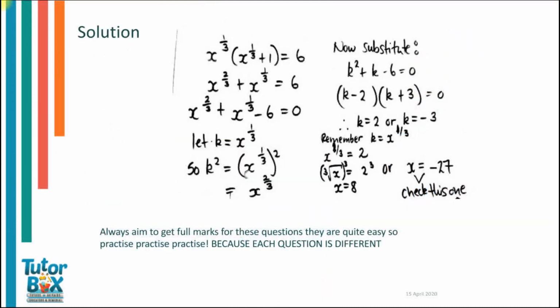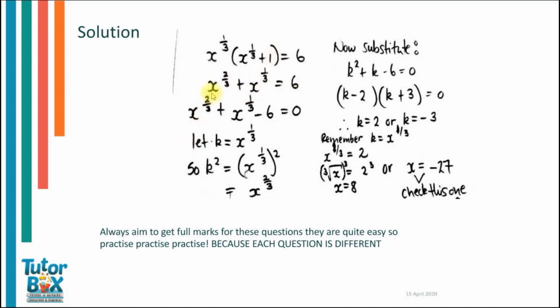Okay, so let's look at the solution. I hope you have something similar to this. I know you didn't get to finish the whole thing, but your ideas should have been something like this. First, obviously, we need to expand and simplify. So this will become x raised to the power of 2 over 3 plus x raised to the power of a third is equal to 6.